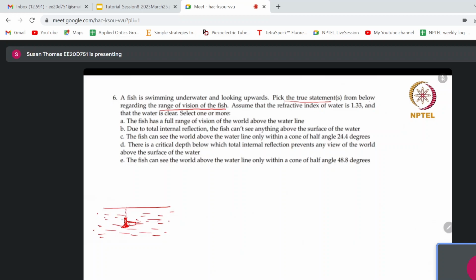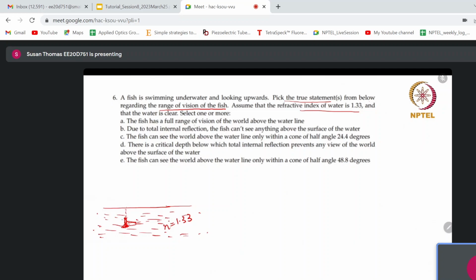Okay, so the statement is about the range of vision of a fish which is underwater and looking upward. Assume the refractive index of water n is 1.33 and the water is clear, so that means it's not muddy, it's very clear water. Okay, so now select one or more.